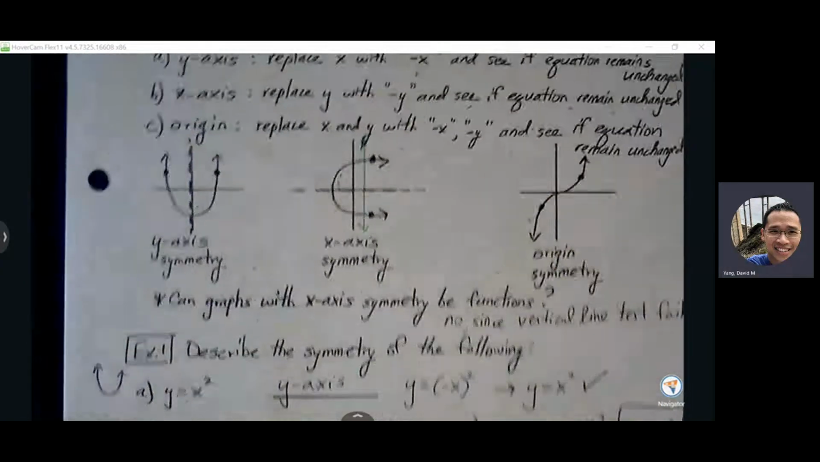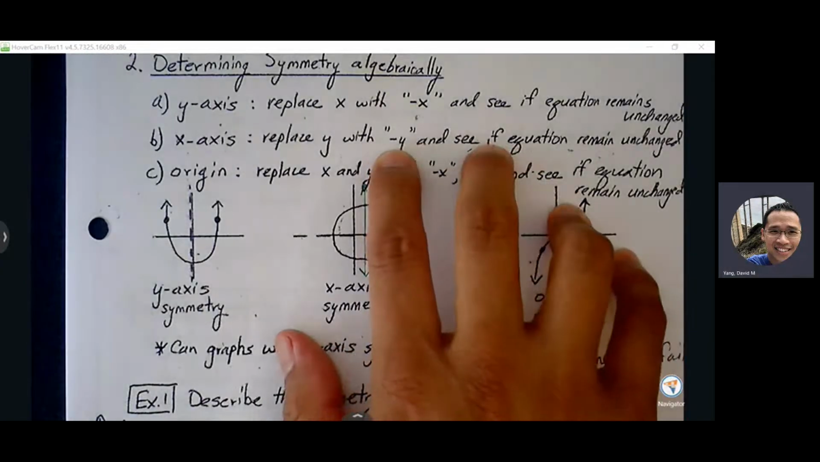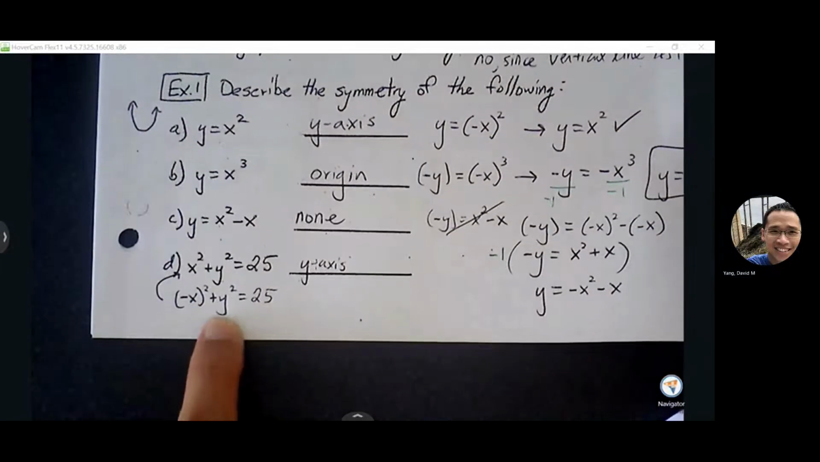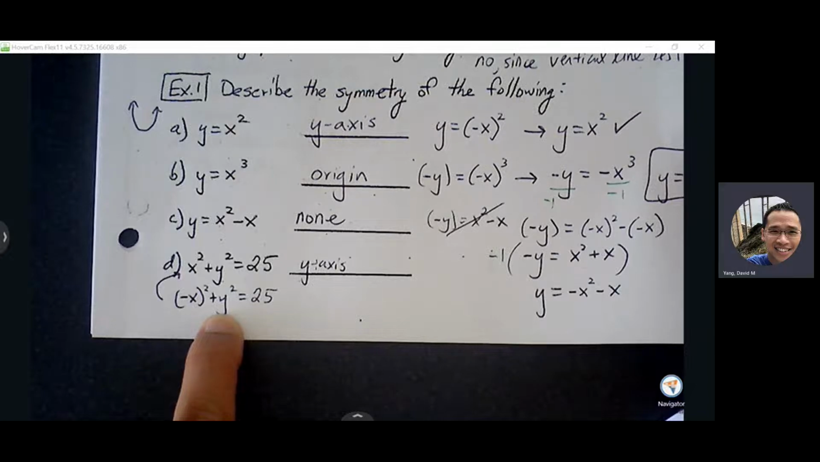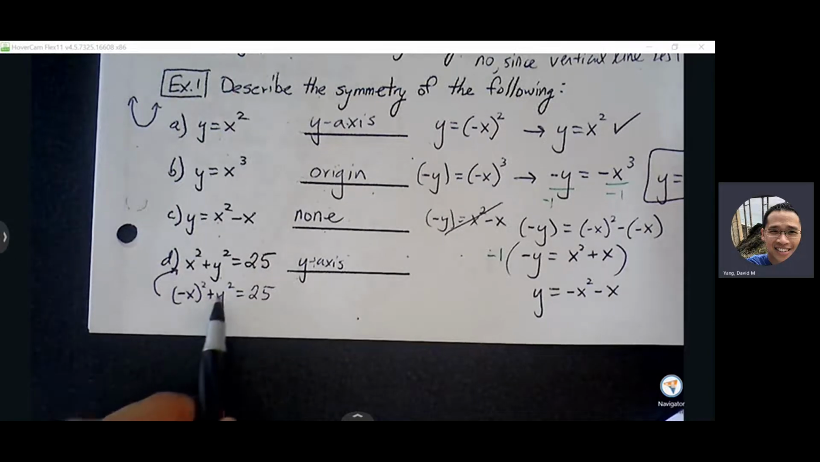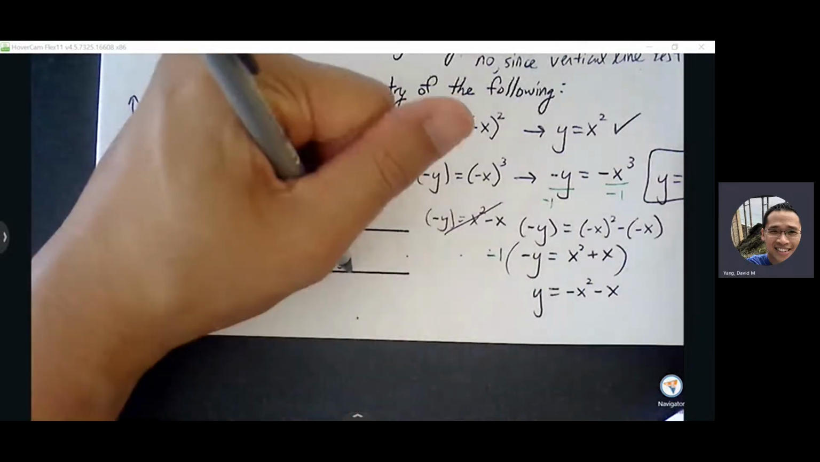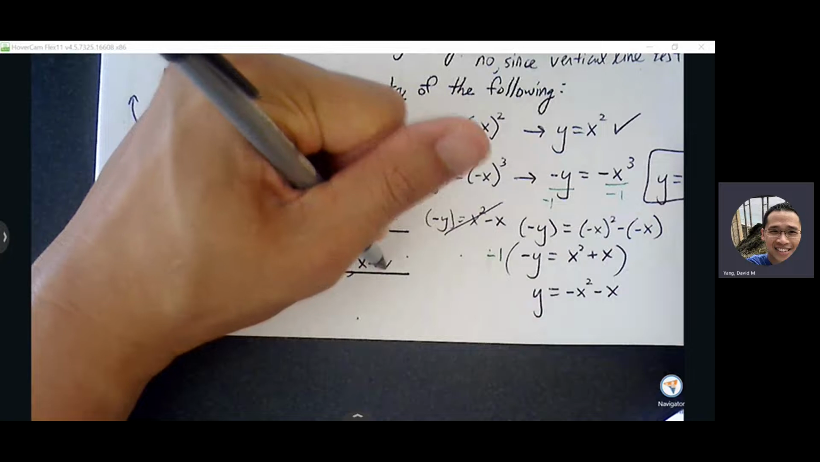What if I tested x-axis symmetry and replace the y with negative y? Yes, it will have it as well, right? If I replace y with negative y, it'll go back to y squared, and I can go back to my original equation. Okay, so this has x-axis symmetry as well.